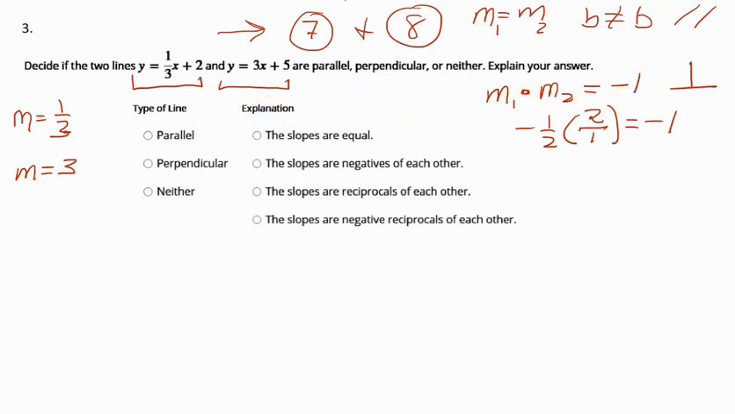Well, as you multiply them together, you'll note that the product of this is a positive one, not a -1. So this would be neither, because the slopes are not the same, and one's not the negative reciprocal of the other. And pick your choice here.